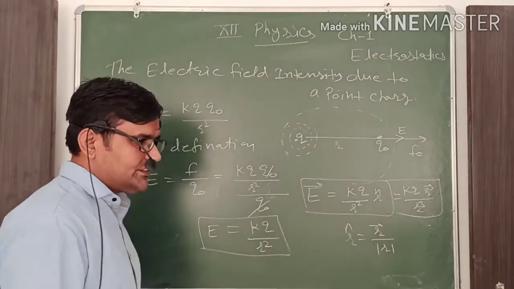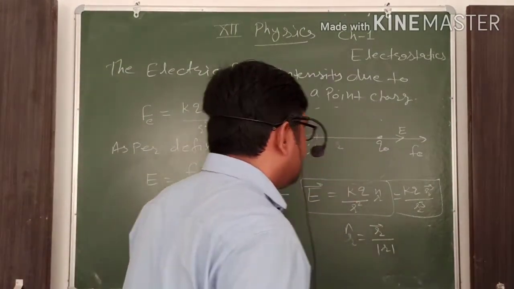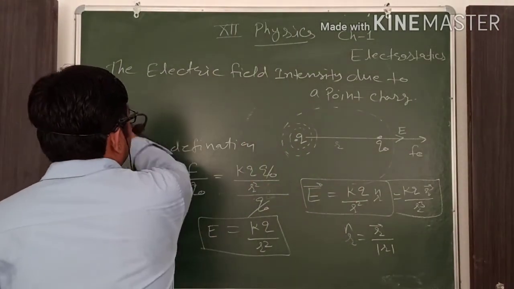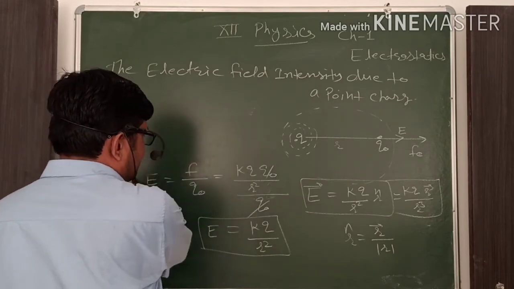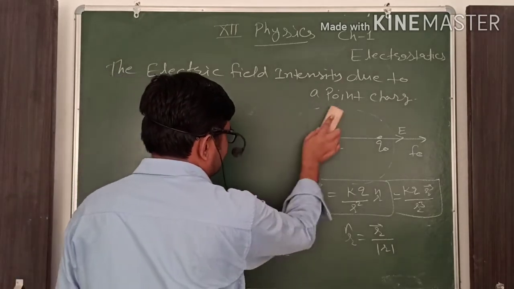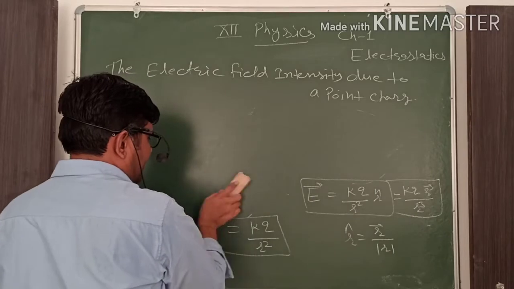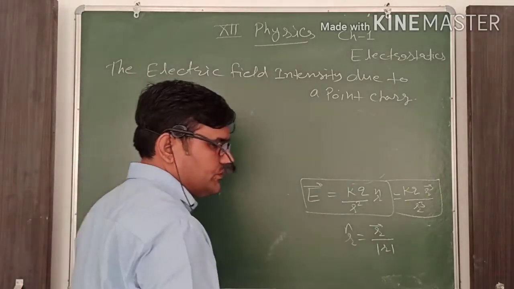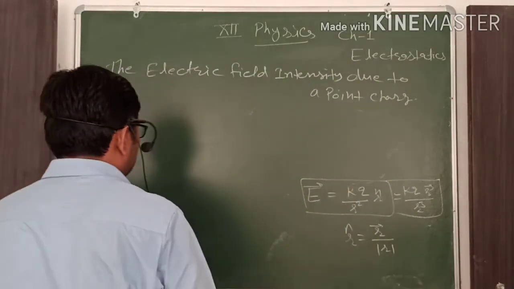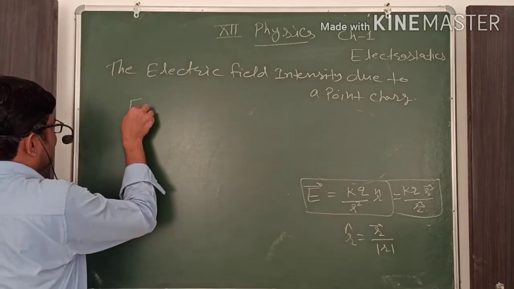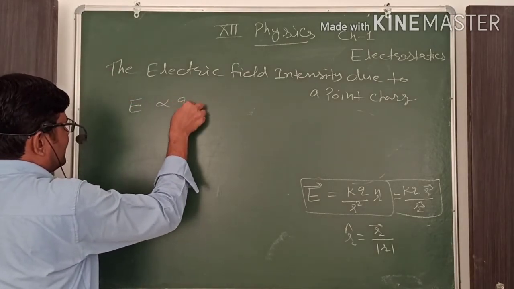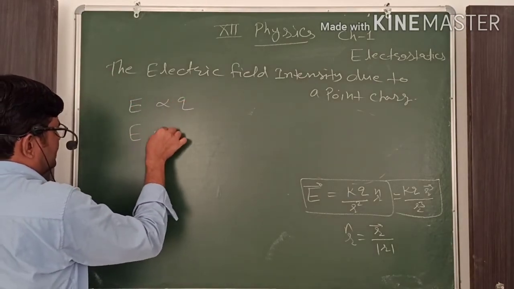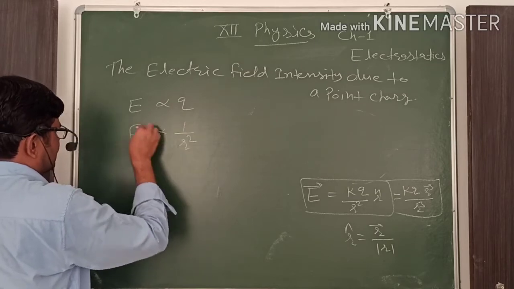Now the formulation: the electric field E is directly proportional to Q, and it is inversely proportional to R square.